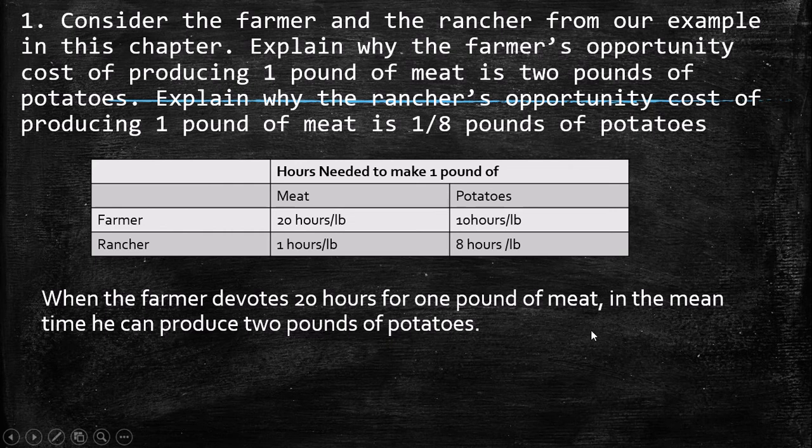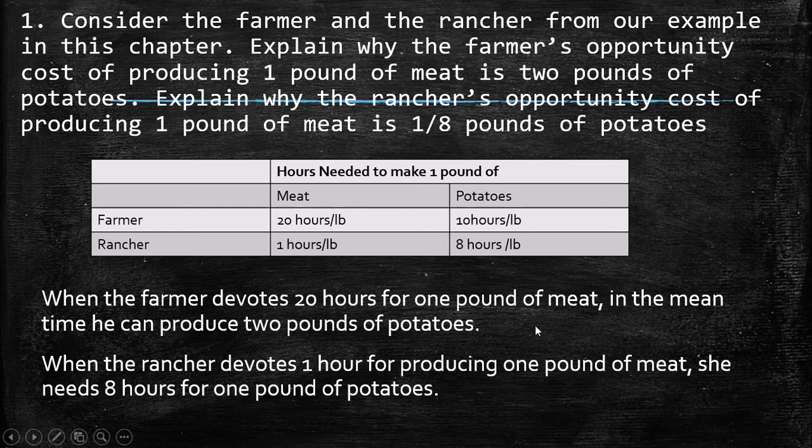Okay, so this is the opportunity cost. What he gives up, in this case 20 hours for 1 pound of meat, in the meantime he can produce 2 pounds of potatoes. On the other side we have the rancher, who devotes 1 hour for producing 1 pound of meat, but she needs 8 hours for 1 pound of potatoes. Okay, this is 1/8. This is what she's giving up, because in this hour she can produce just 1/8 of a potato, because she spends 8 hours for 1 pound of potato.